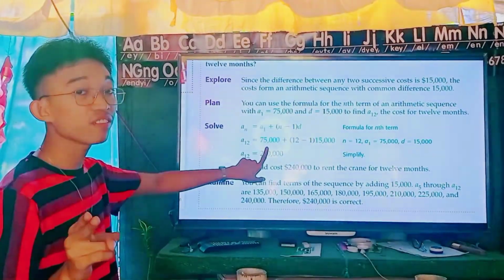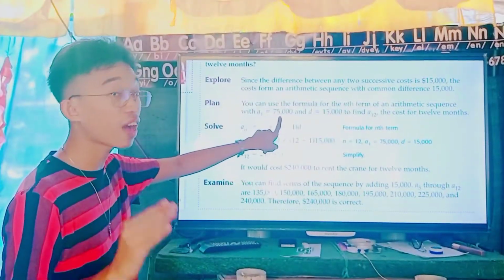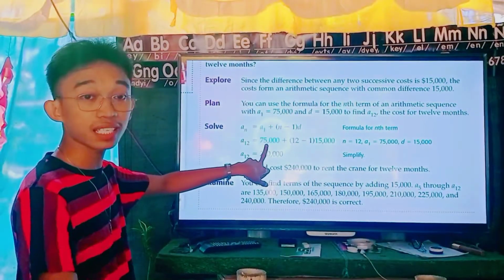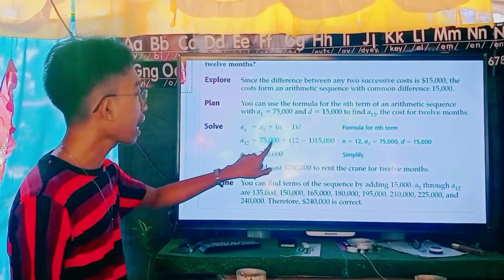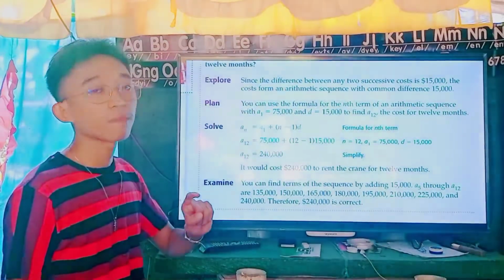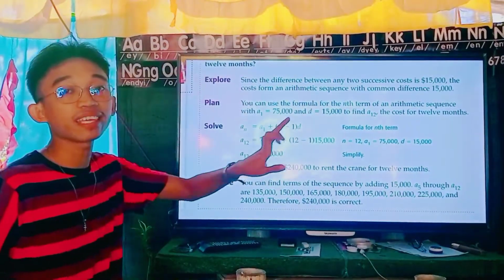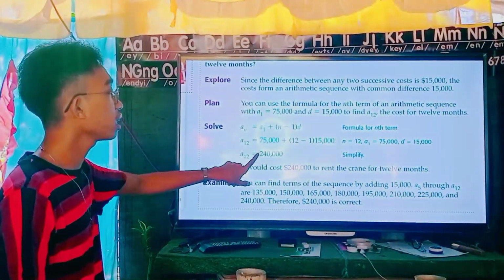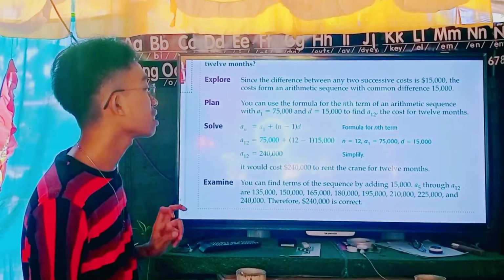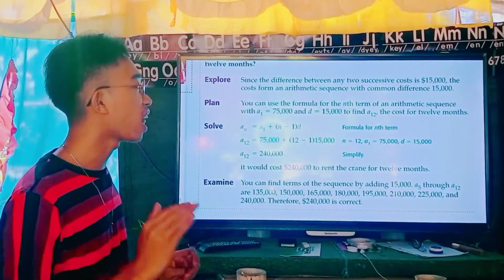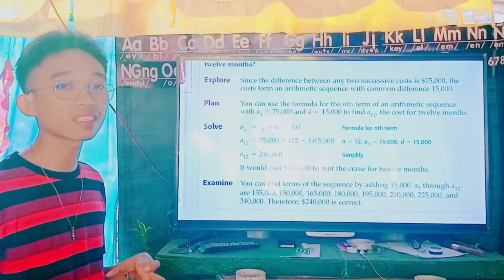Our a sub 1 is 75,000, so we replace a sub 1 with 75,000 plus 12, the same value, minus 1 times 15,000. If you add this, guys, then the answer is a sub 12 is equal to 240,000. It would cost $240,000 to rent the crane for 12 months. This is how you calculate your arithmetic sequence in finding the next terms.